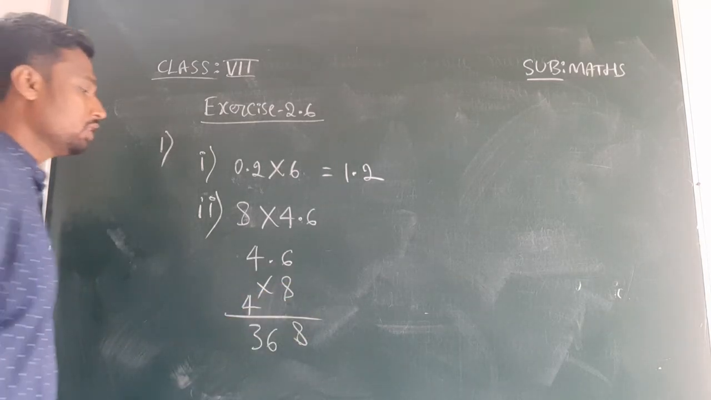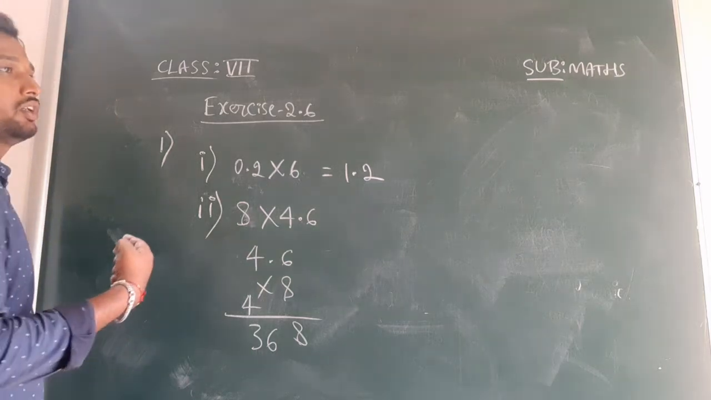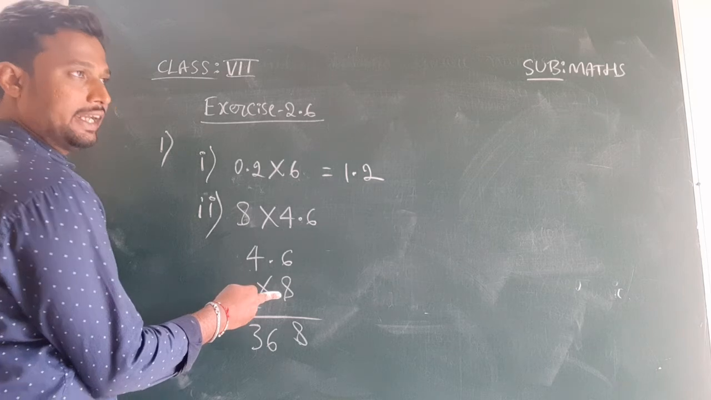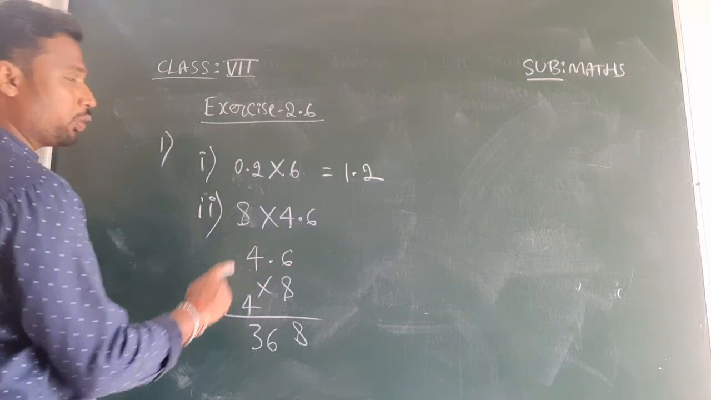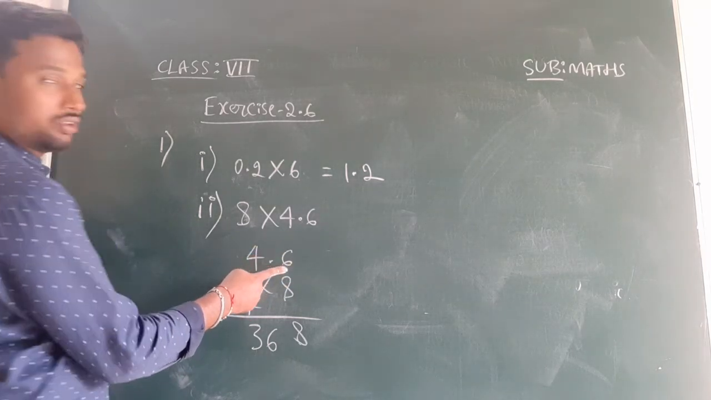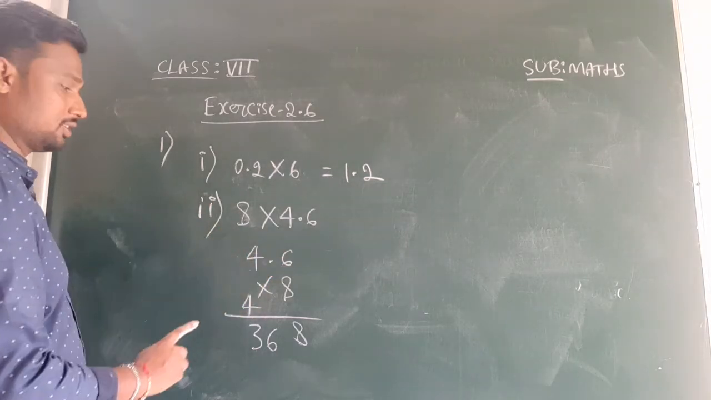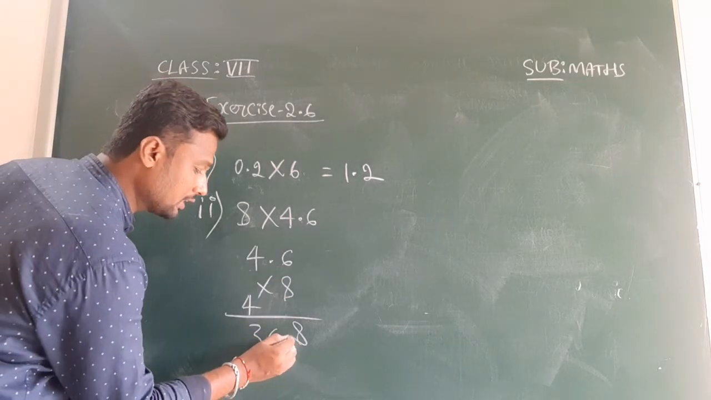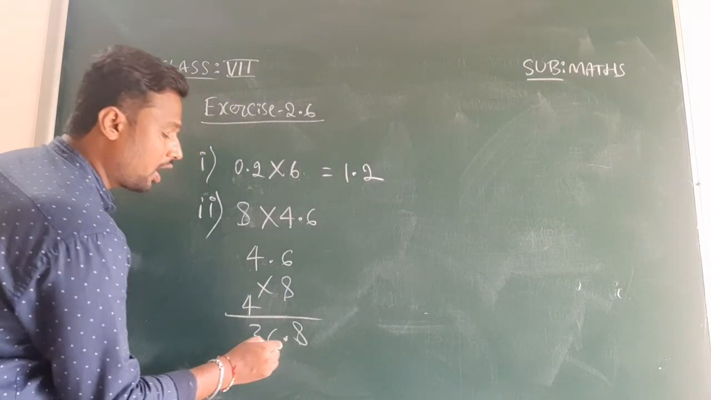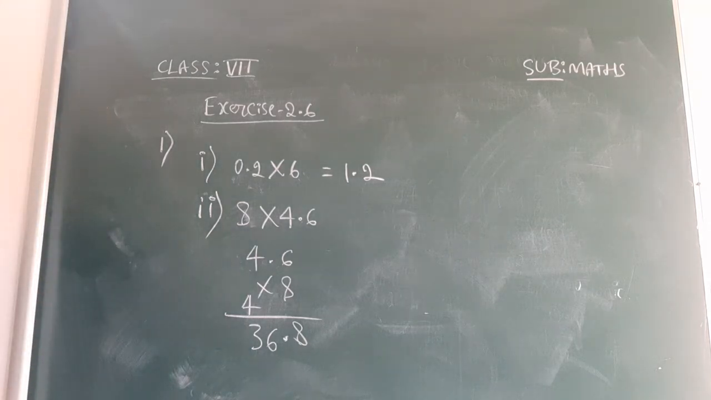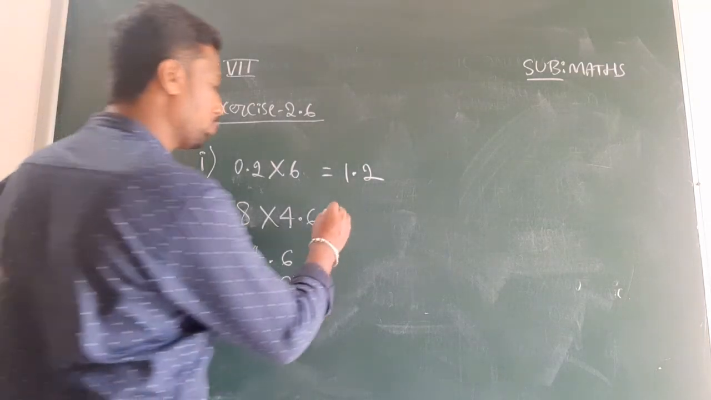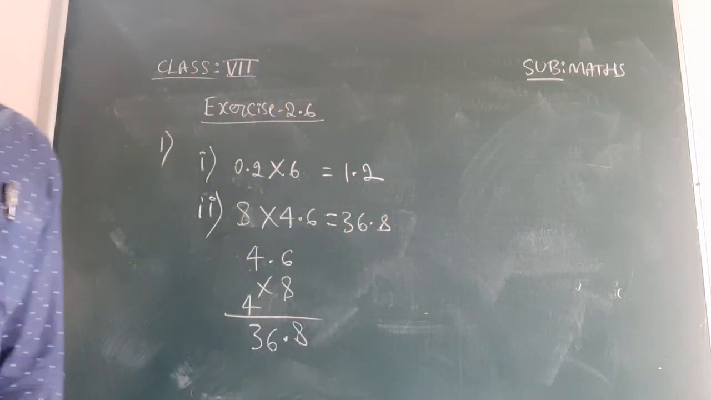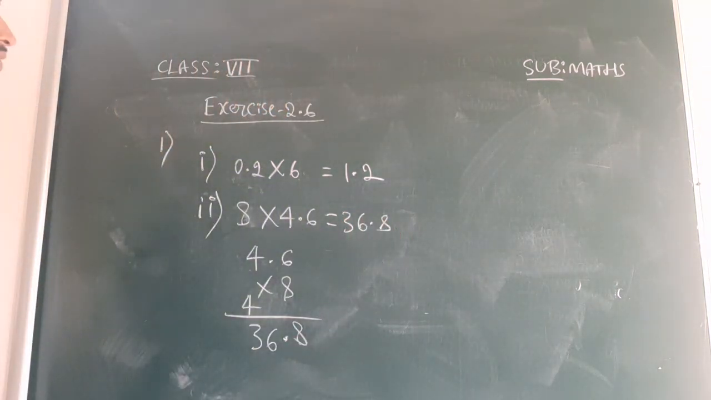Now what do you have to do? Just count how many digits you have after the decimal point in both the numbers. Here in 8 we don't have a decimal point. Here in 4.6, after the decimal point we have only one digit, that is 6. So I will place the decimal point in such a way that after it I should get only one digit. So the answer is 36.8.